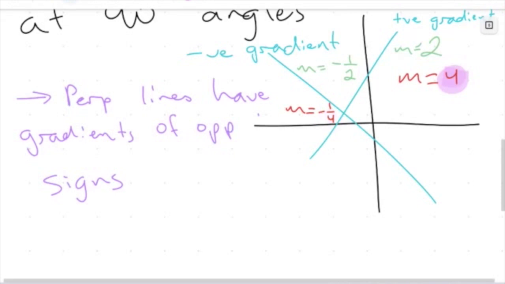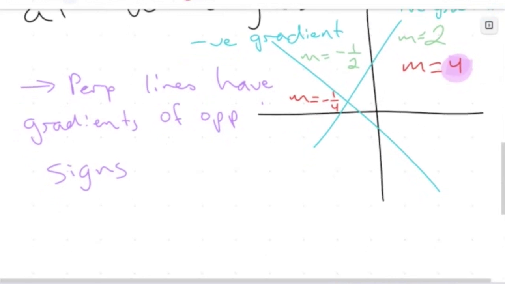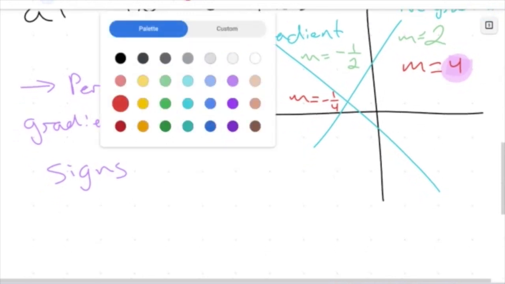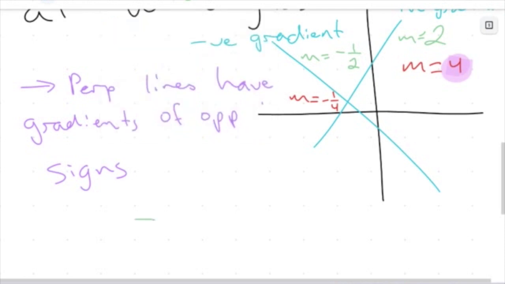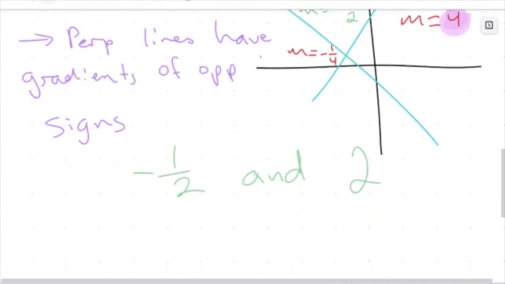Now, these numbers have a very special relationship with one another. My negative half and 2, these are what we call negative reciprocals of one another. So it's a negative reciprocal because we put a negative in front. This one's positive 2. This one's negative a half. And a reciprocal is this idea of when you flip a number or a fraction.